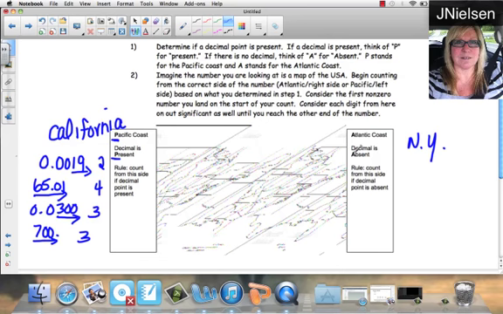When the decimal is absent, we use the Atlantic rule. Absent begins with A, Atlantic begins with A. Atlantic is on the right side of the United States. So we're going to start on the right in 80200. There is no decimal present. We find the first non-zero digit, which is 2, count it and everything in front of it. So that's 3 sig figs.